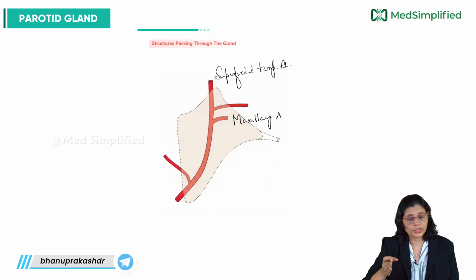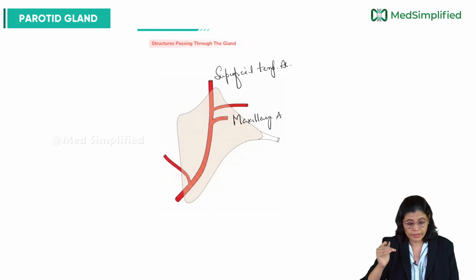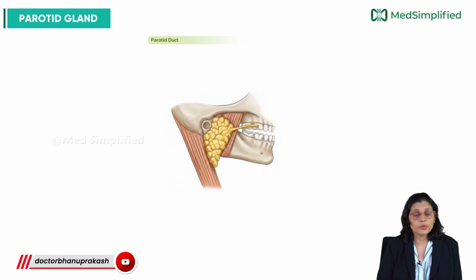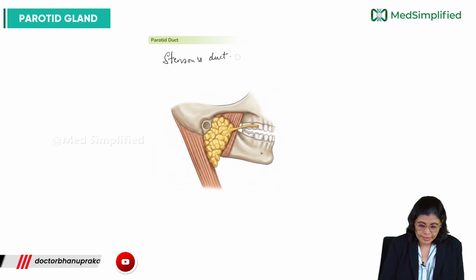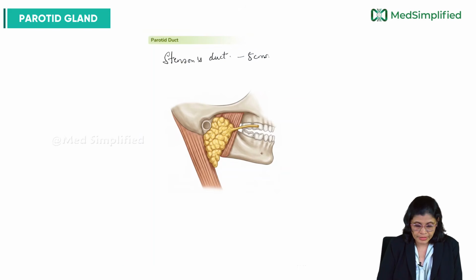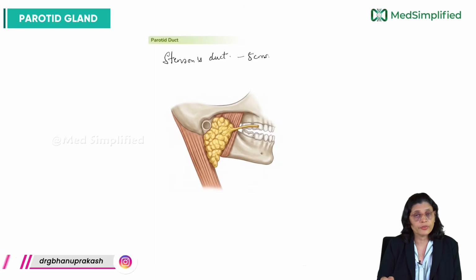So three structures pass from superficial to deep. We will see the facial nerve, the retromandibular vein and the external carotid artery passing through the gland. Next is the parotid duct. The parotid duct is also called Stensen's duct. It is about 5 centimeters in length and we see it emerging from the anterior border of the parotid gland.